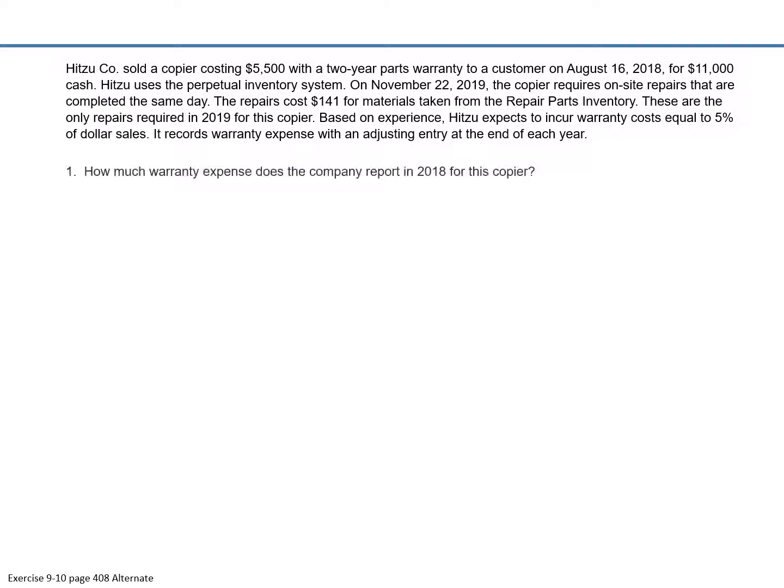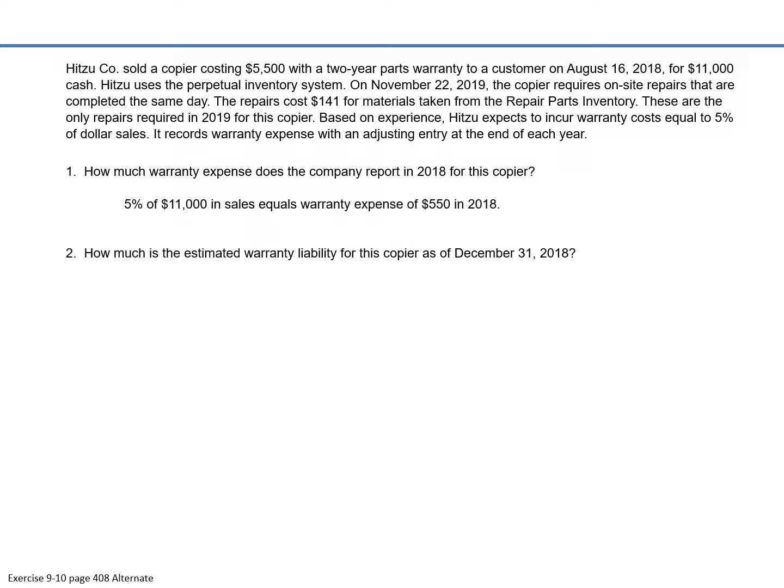All right, so same problem, same question. So first, how much warranty expense does the company report in 18? I don't remember the rest of them, so we'll go piece by piece. So why don't you take a minute, figure out what the warranty expense is for 18, and then we'll move on to question 2. So the warranty expense for 18, they tell us, should be equal to 5% of the dollar sales. So 5% of 11,000 is 550. So that's how much warranty expense we have for 18.